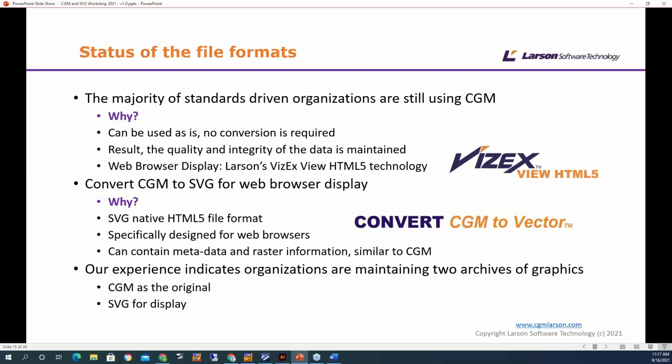So as I said, at the moment, mainly the conversion of CGM to SVG is for web browser display. The advantages are that SVG is native to HTML5. It was specifically designed for web browsers, and it can contain metadata, hotspots for instance, and raster information, legacy data that might have been introduced into the file. So it is very similar, as we said, to CGM. But our experience seems to indicate that mainly organizations are keeping both at the moment. They don't want to throw away their CGM files.